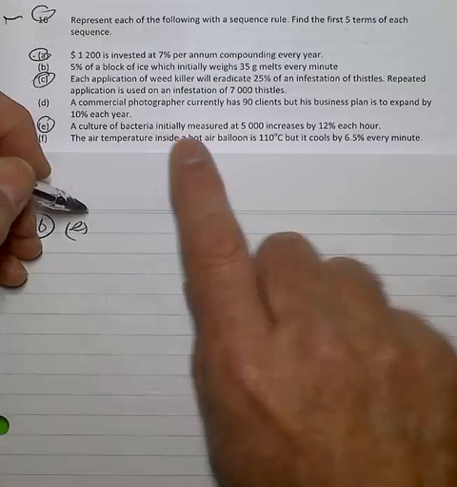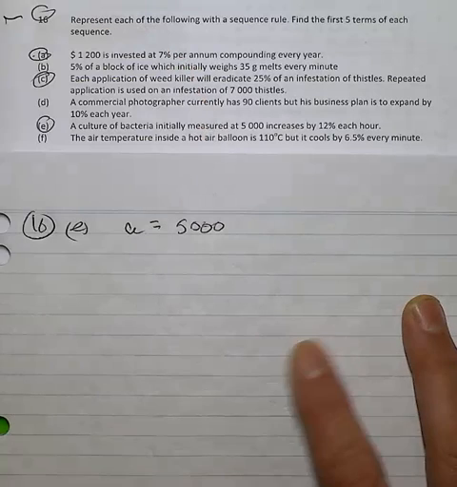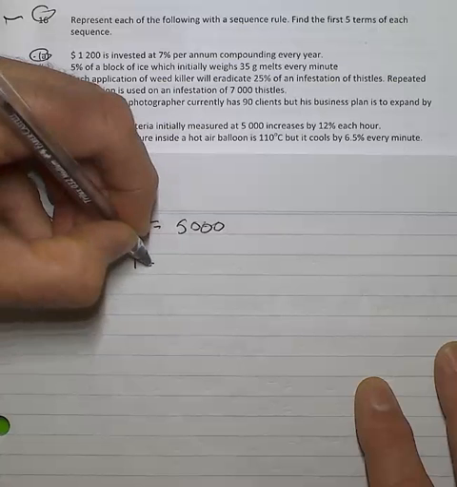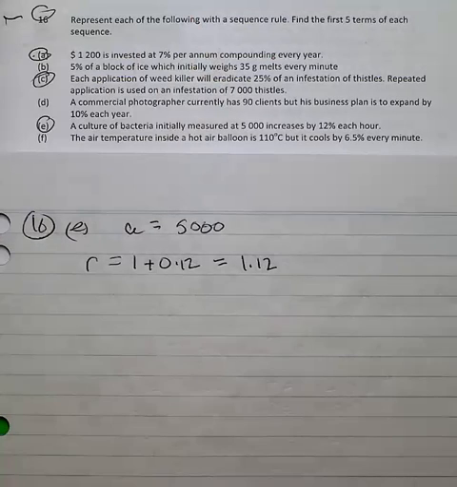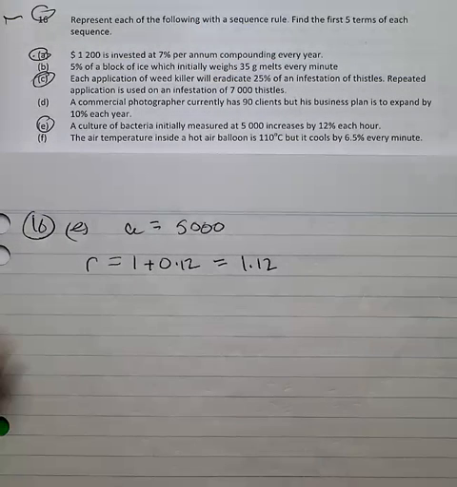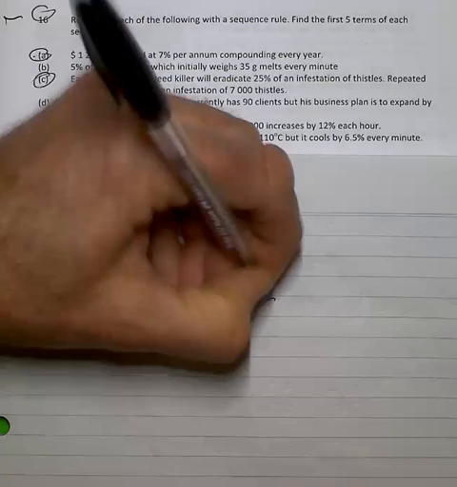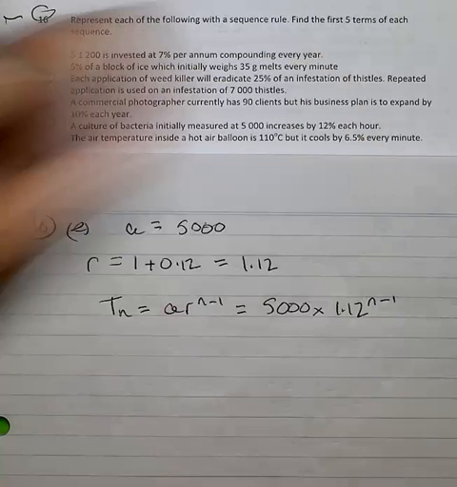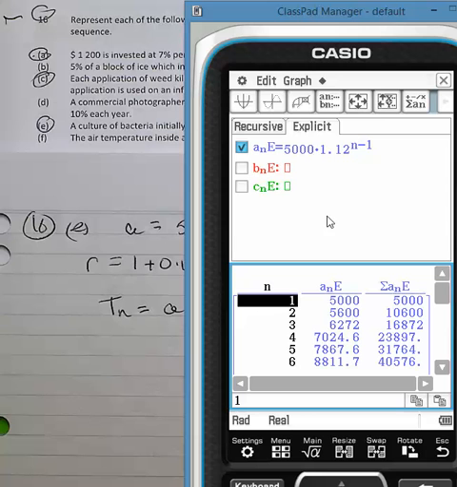In part E, you've got a culture of bacteria, which is initially measured at 5,000. It increases by 12% every hour. So 1 plus 0.12 or 1.12 will be the common ratio. We write that one down as 5,000 times 1.12 to the n minus 1. Now very quickly, if we put that into our calculator, we can see that 5,000 becomes 5,600, etc., etc.